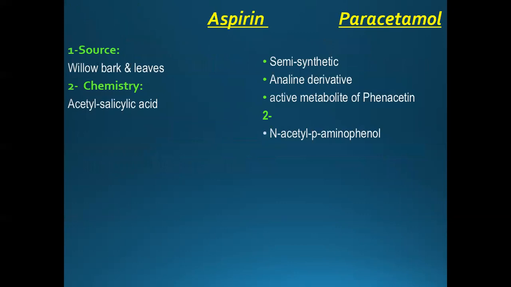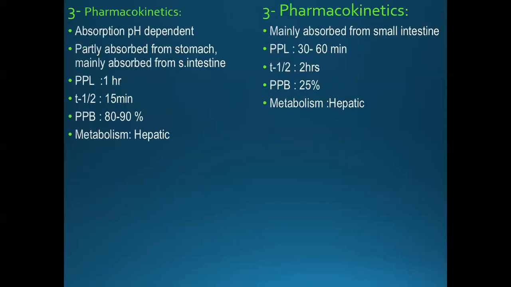So this is the table showing the differences between aspirin and paracetamol. What is the source of aspirin? It comes from willow bark and leaves. Paracetamol, however, is a semi-synthetic aniline derivative and an active metabolite of phenacetin. Chemistry: acetyl salicylic acid for aspirin, and acetyl para-aminophenol for paracetamol. Pharmacokinetics is also different, as you can see in the table: for aspirin, absorption is mainly pH dependent.